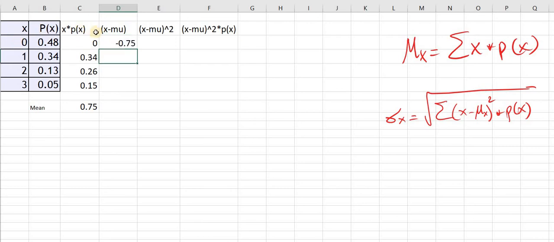The reason why I type the mean is because if you click on the mean and forget to lock it in place, you're not going to get this computation correctly. So I highly recommend that you just type the mean instead of clicking on the cell that has the mean value.